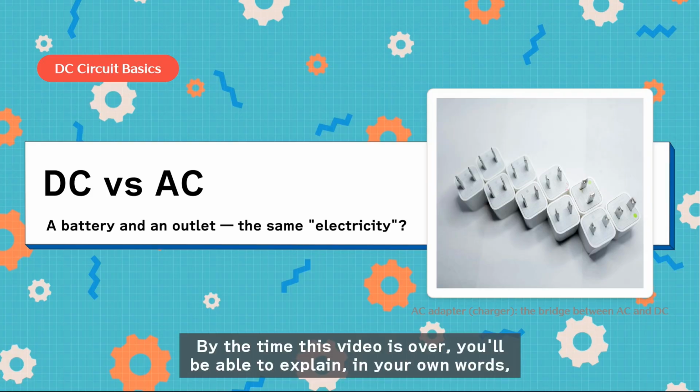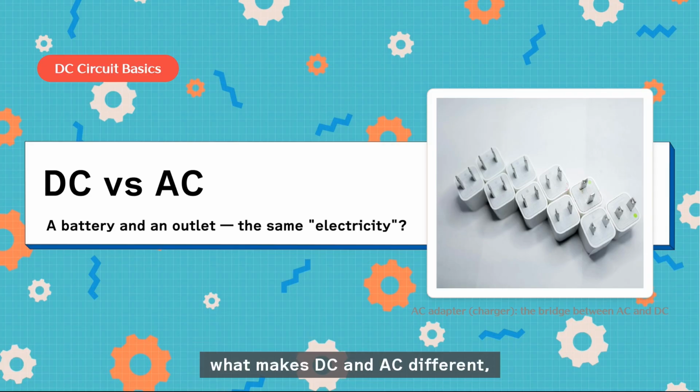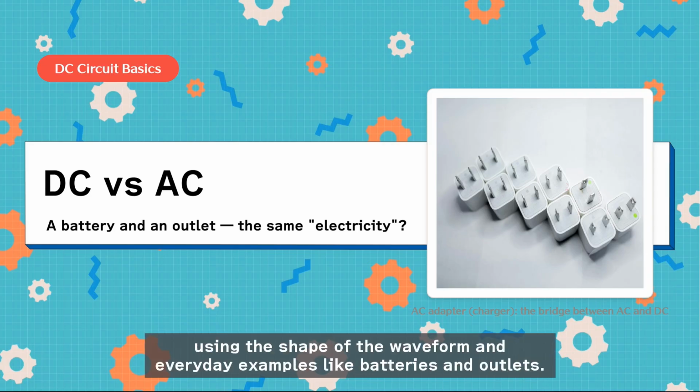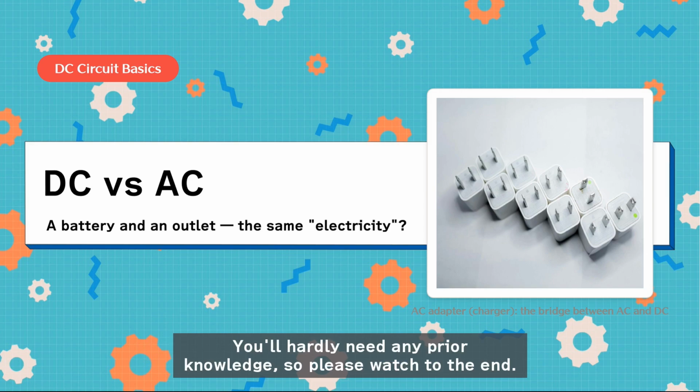By the time this video is over, you'll be able to explain in your own words what makes DC and AC different, using the shape of the waveform and everyday examples like batteries and outlets. You'll hardly need any prior knowledge, so please watch to the end.